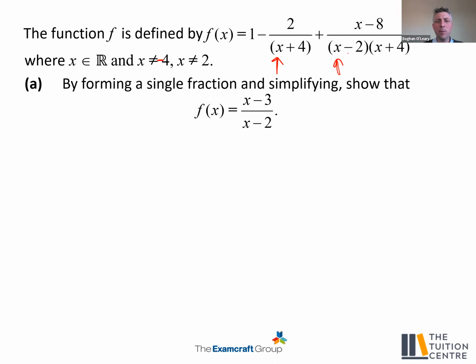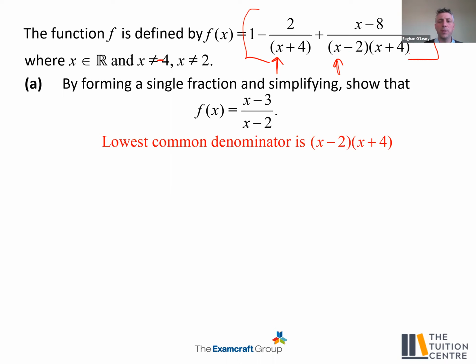Question A says, by forming a single fraction and simplifying, show that f of x is equal to x minus 3 all over x minus 2. So in a certain way, this is just a fractions question, and it's basically asking you to simplify everything that you have up here.